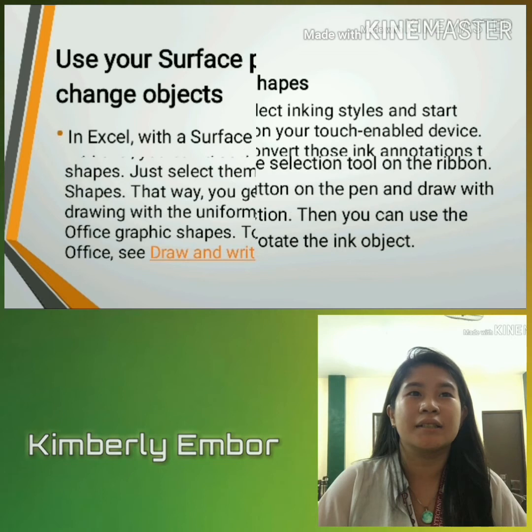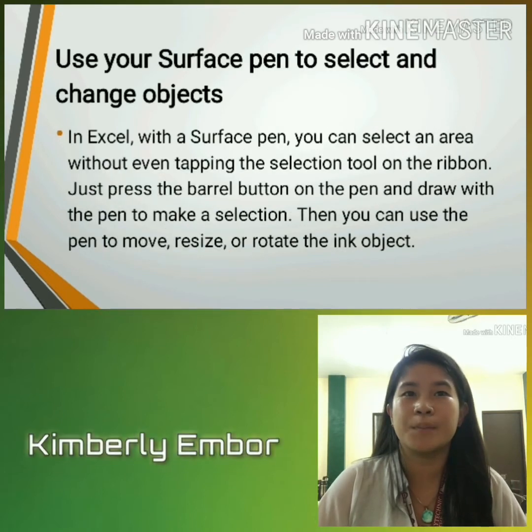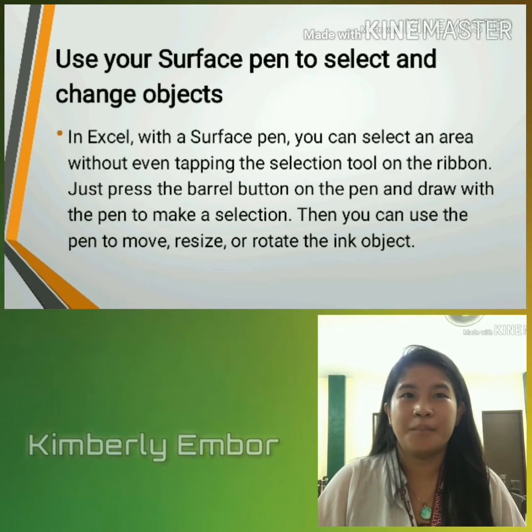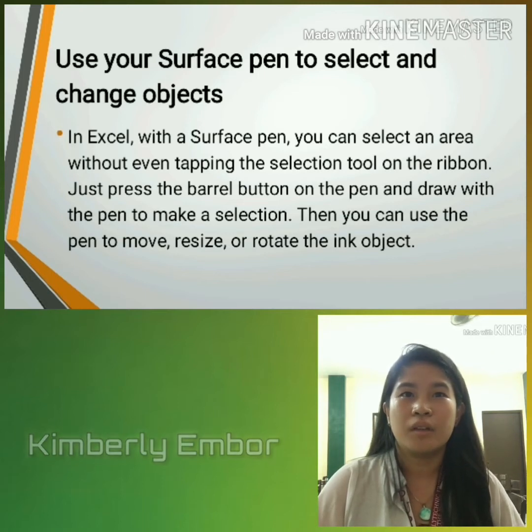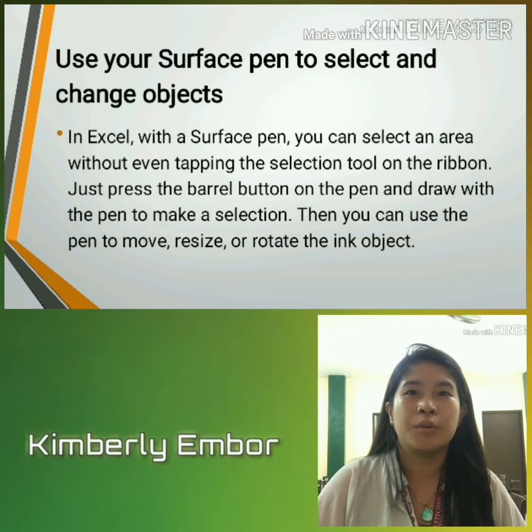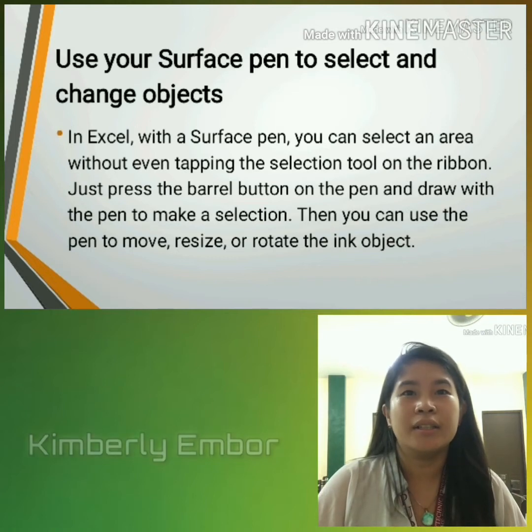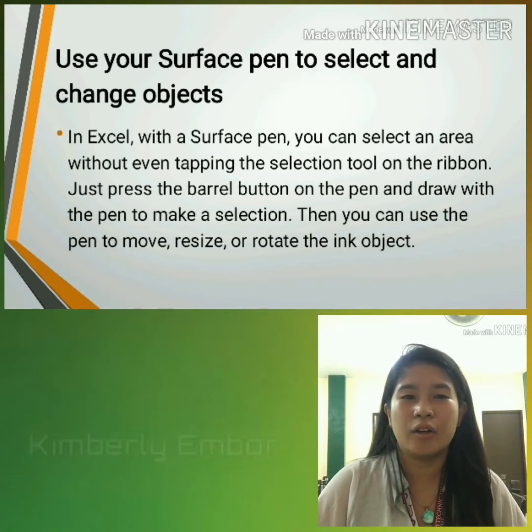And also, use your Surface Pen to select and change objects. In Excel, with a Surface Pen, you can select an area without even tapping the selection tools on the ribbon. Just press the barrel button on the pen and draw with the pen to make a selection. Then you can use the pen to move, resize, or rotate the ink object.